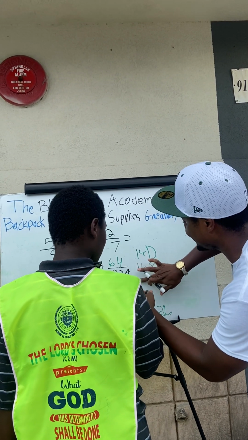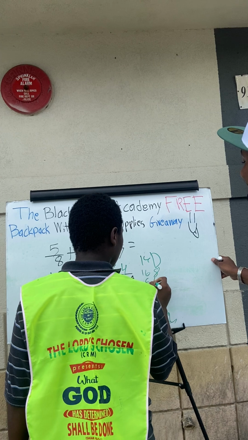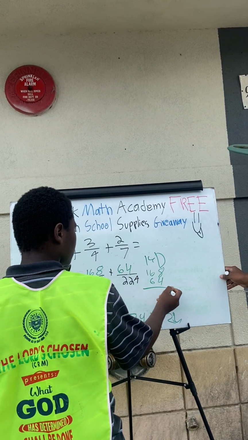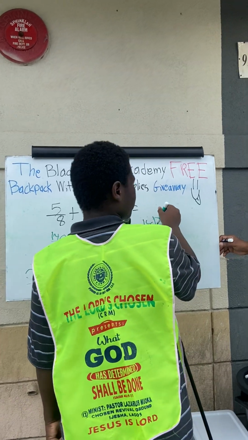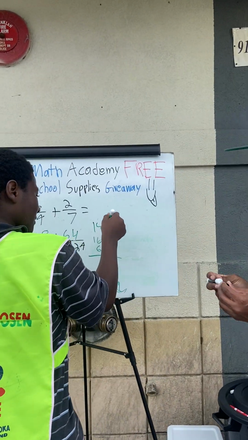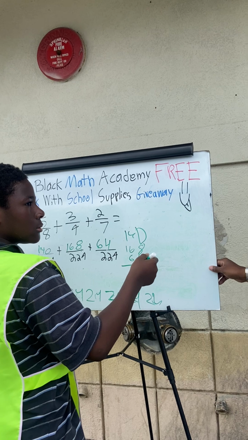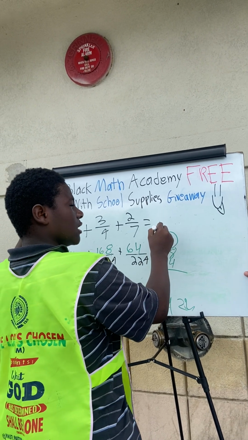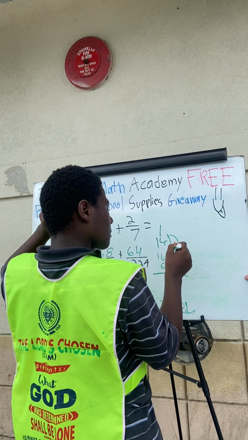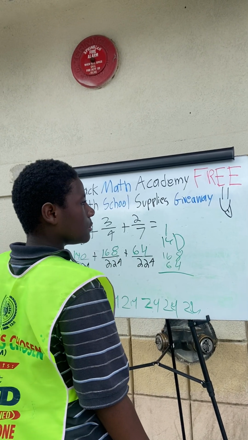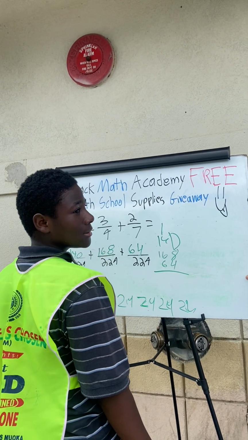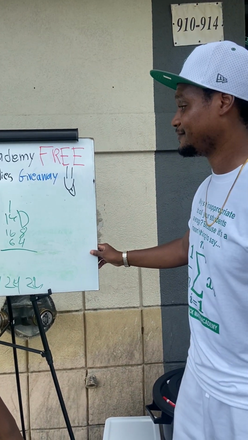You're in the wrong spot. 64. Add those up right here. That's 0, right? You wrote it. You tell me. 0, 8, and 4. What's 8 plus 4? 8 plus 4 is 12. So what goes there?